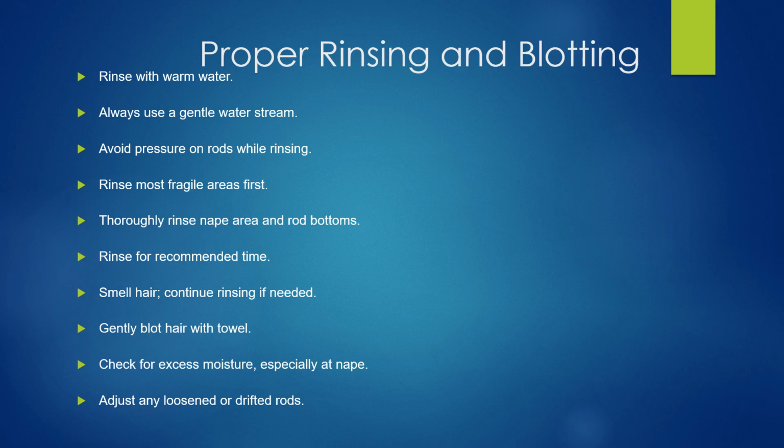Rinse for the recommended time. Smell the hair and continue to rinse if the odor is still present. Gently blot the hair with a towel, with each rod rotating that rod up so we blot the top of the rod and the bottom of the rod. Check for excess moisture, especially at the nape. Adjust any loosened or drifted rods.